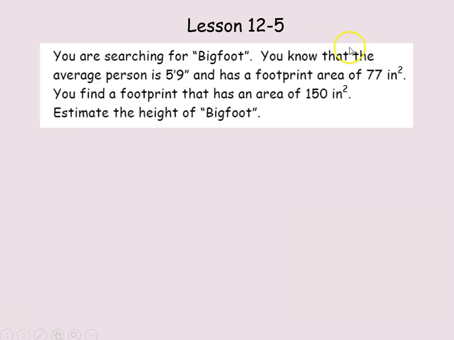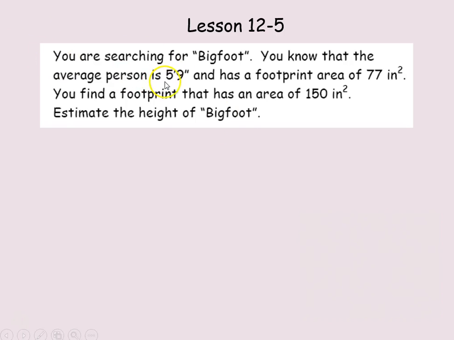Scary. And you know that the average person is 5'9" and has a footprint area of 77 inches squared. So if you see a footprint, as we've all seen footprints in the mud or the snow or wherever, that average footprint area is 77 inches squared. And let's say that you find a footprint that has an area of 150 inches squared. And we want to estimate the height of what we're suspecting is Bigfoot based on the person or thing that made this footprint.